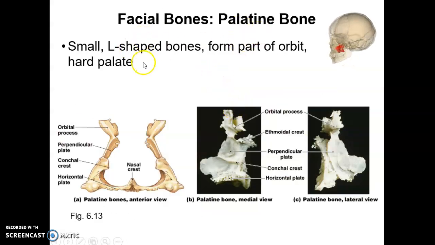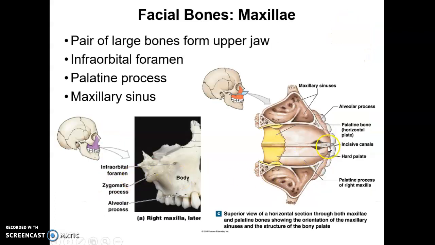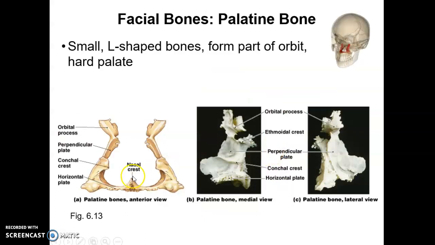And palatine bone, it's a small L-shaped bone. So we have two of them. That's the midline there. So this little ridge here would be this ridge here. This portion here that's flat are these portions here, and then these go up towards the orbits. So a very unusually shaped bone, forms part of the orbit and part of the hard palate.